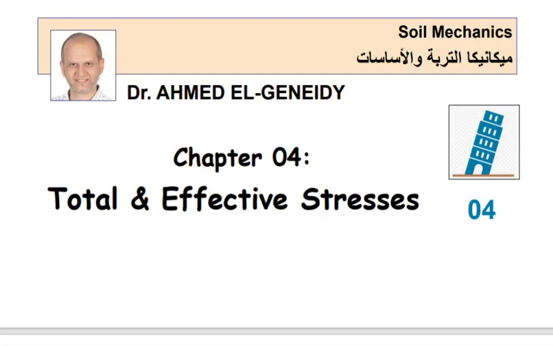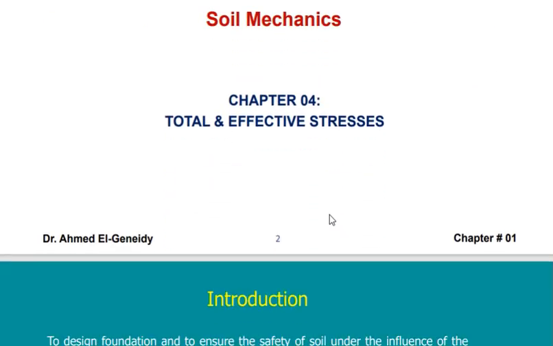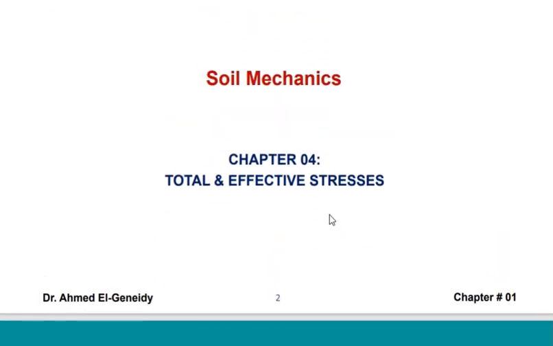Today's lecture is called Total and Effective Stresses. Just very quickly, what is total and what is effective stress? Total is the total stress. If I have a building standing on the ground, then the total stress is the weight of the building divided by the area of the building. This is the total stress of the building.